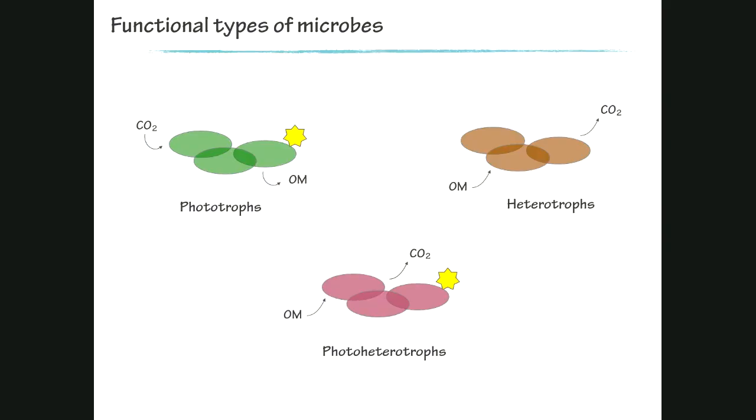So in terms of carbon metabolism, there are 3 types of functional groups of microbes. Phototrophs fix CO2 from the atmosphere using light, and they produce organic matter. The second group are the heterotrophs. They require organic matter for energy and for growth, and they produce CO2. And then the photoheterotrophs are organisms that require organic matter, but they can also use light to produce some energy. So these would be the 3 functional types of microbes based on their carbon metabolism.